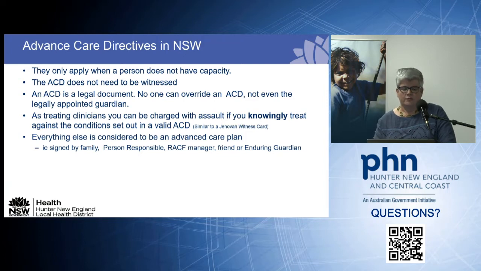Everything else besides those things is actually an advanced care plan. So if it's written by the family, by the person responsible, by the aged care facility manager, their friend or an enduring guardian, they're all advanced care plans.